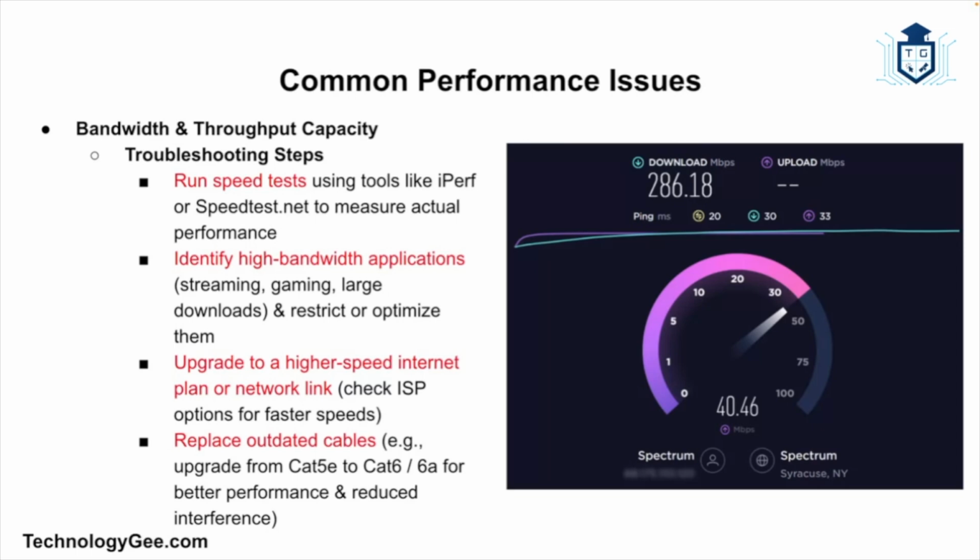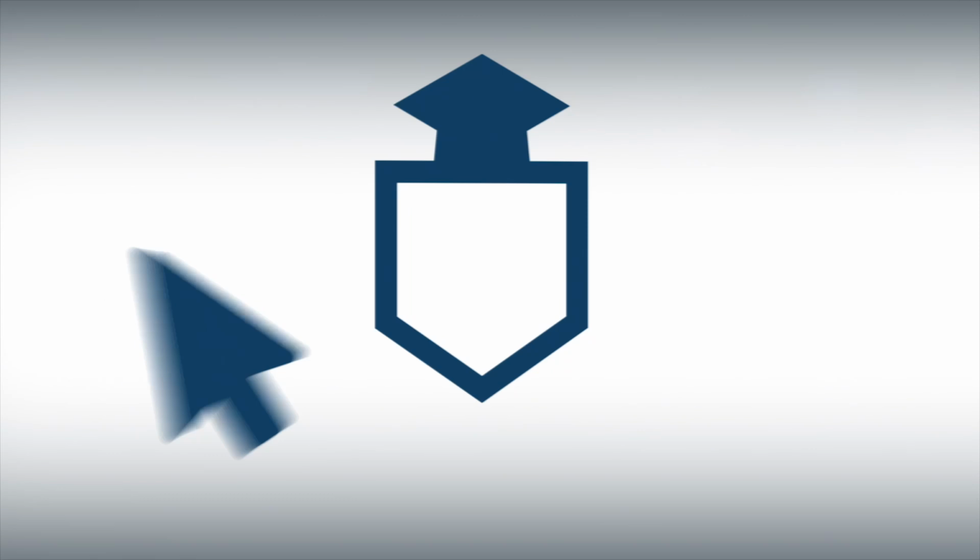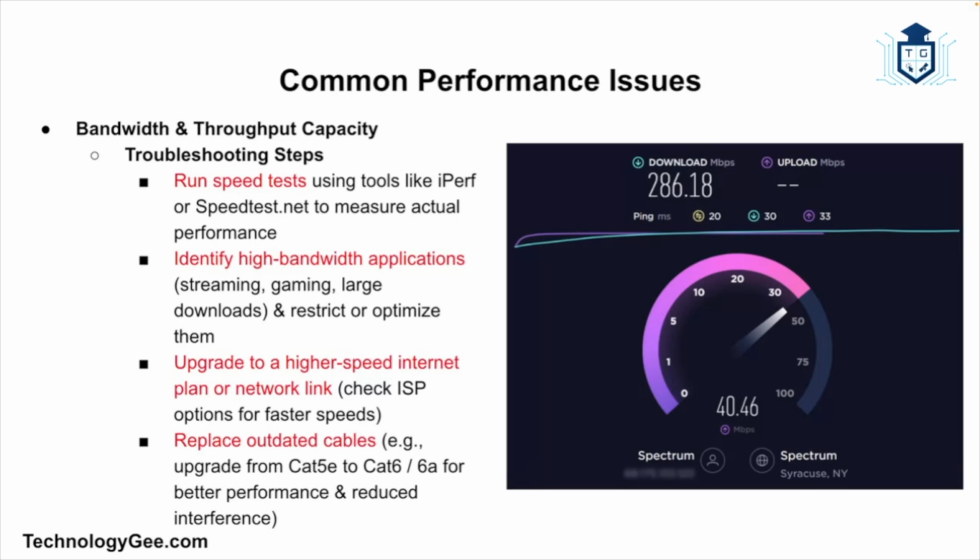And to fix all of this, you can run speed tests using tools like iPerf or speedtest.net. You can identify high bandwidth applications or restrict or optimize them. You can upgrade to a higher speed internet plan or network link, or you can replace outdated cables like upgrading from Cat5e to Cat6 or Cat6a.